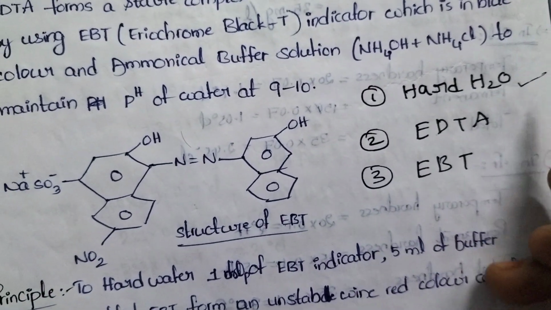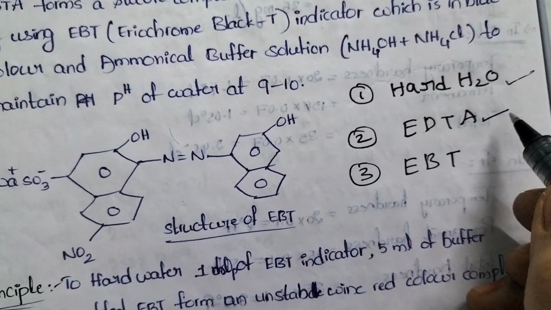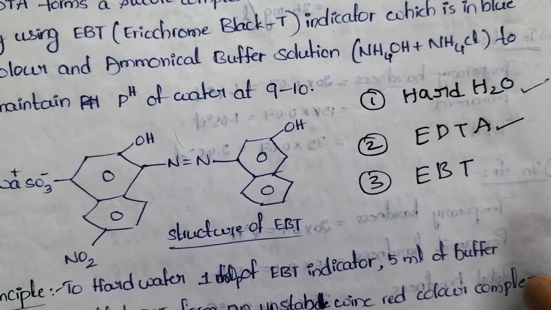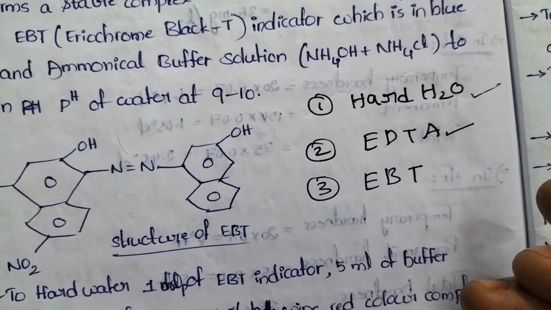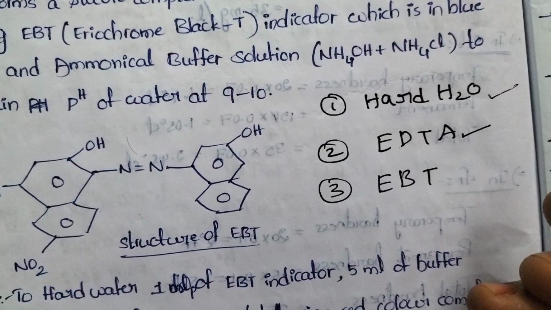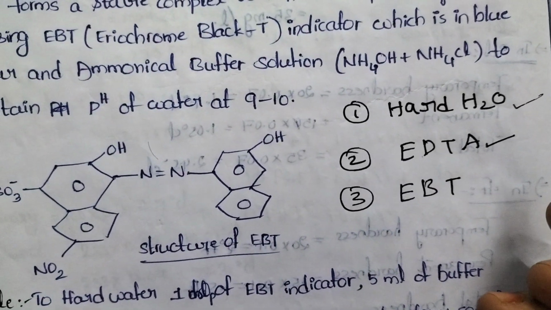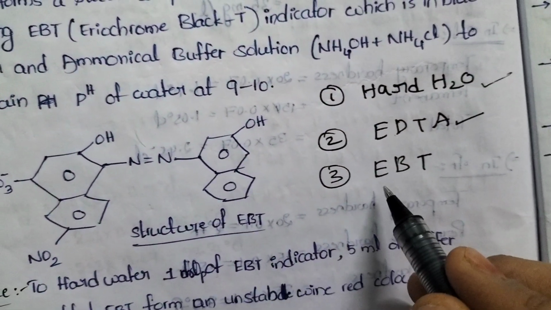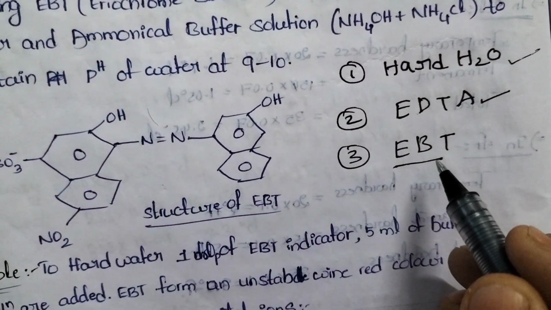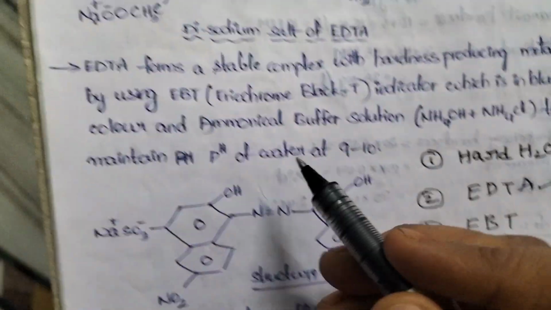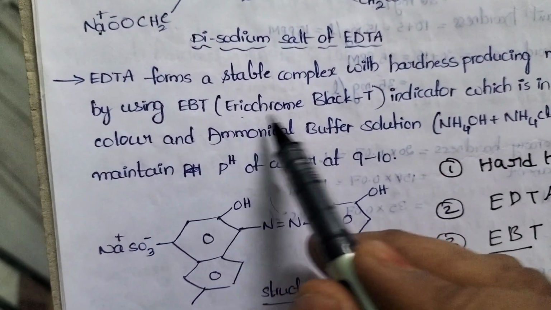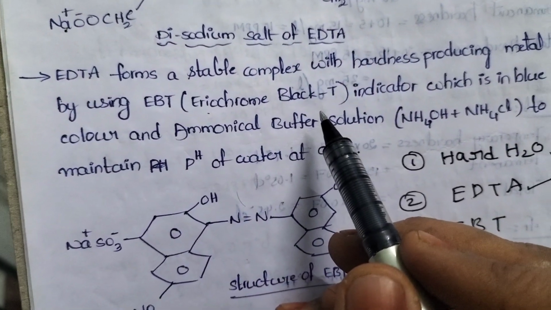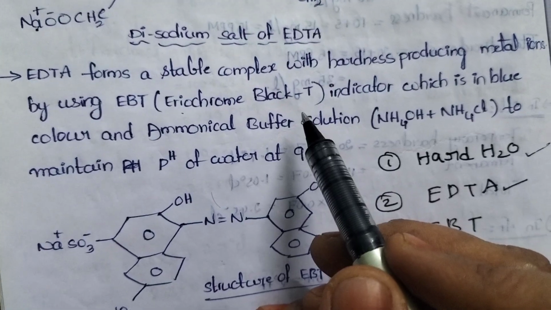Here hard water is colorless, EDTA is also colorless. Whenever we add EDTA to hard water, how can we identify whether the reaction is completed or not? To identify the completion of the reaction, or end point of the titration, we should add one indicator. Here we are using one indicator, that is EBT. What is EBT? EBT stands for Eriochrome Black T. It is an indicator which is used in this EDTA method or complexometric method.